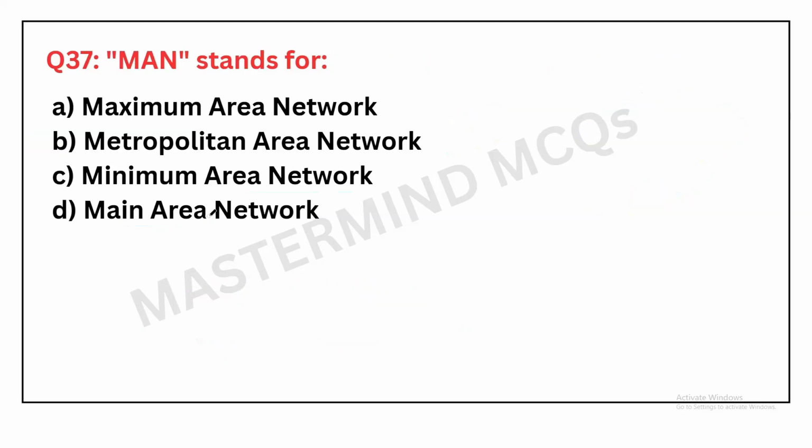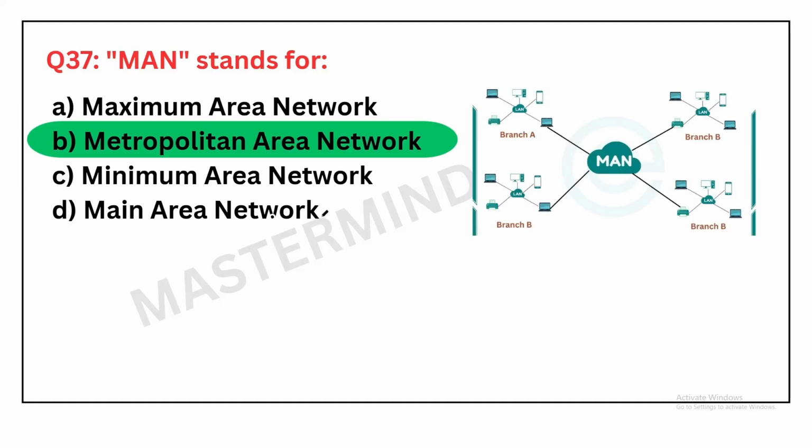Question number 37. MAN stands for what? Option A, maximum area network. Option B, metropolitan area network. Option C, minimum area network. Option D, main area network. The right answer is option B, metropolitan area network.